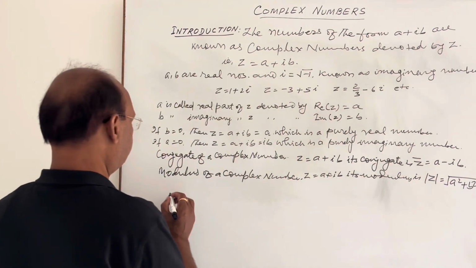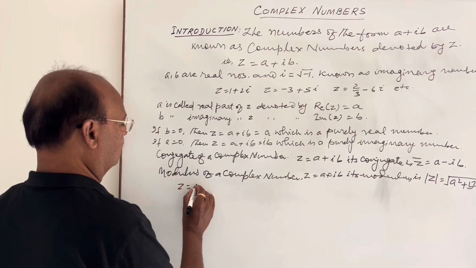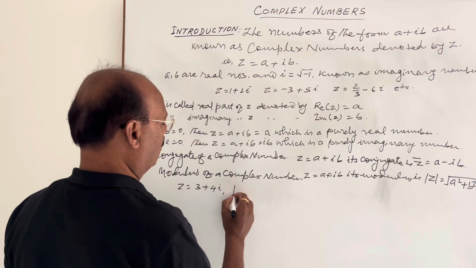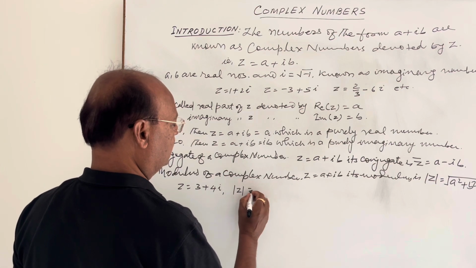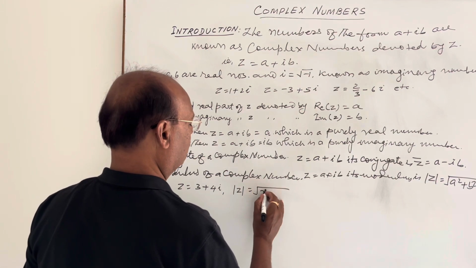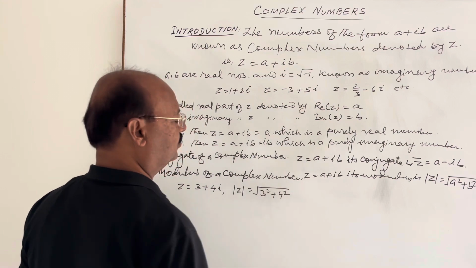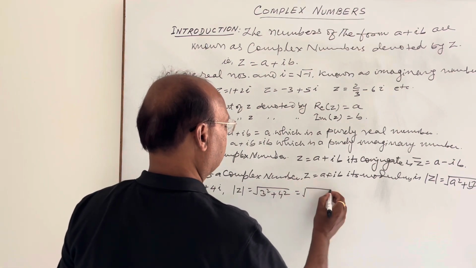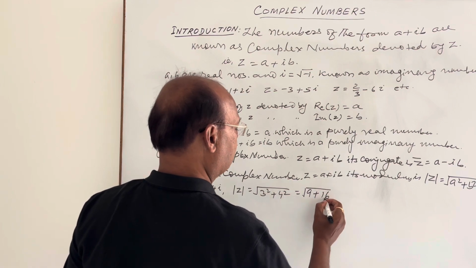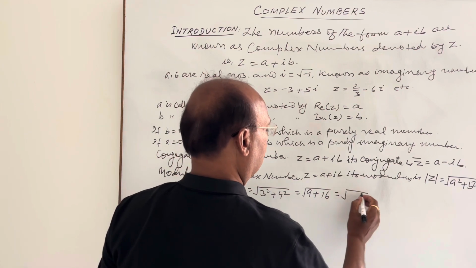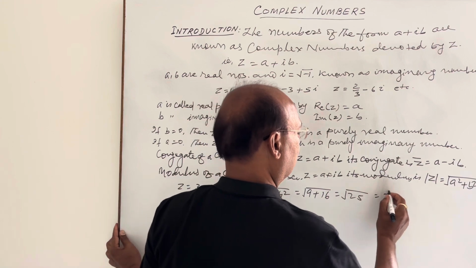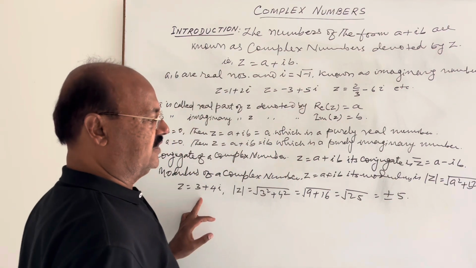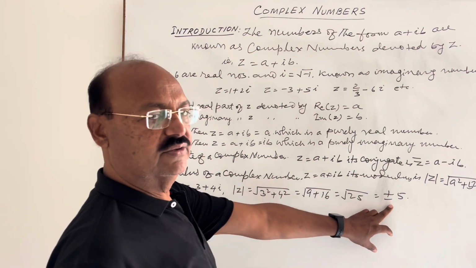Suppose Z is 3 plus 4i, then its modulus mod Z is equal to square root of 3 square plus 4 square. We can simplify it further. 3 square is 9 and 4 square is 16, square root of 25, and this is equal to plus or minus 5. So modulus of this complex number is plus and minus 5.